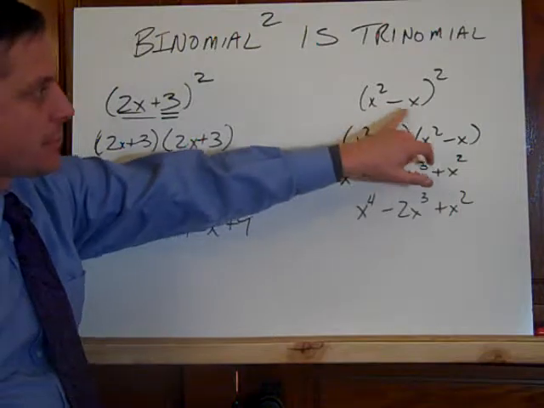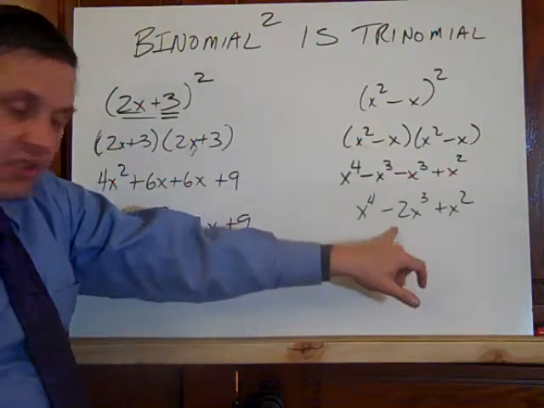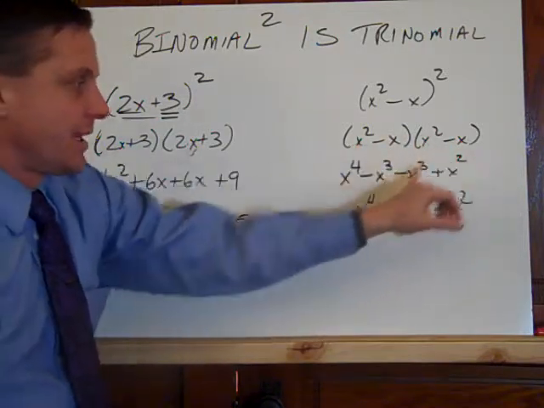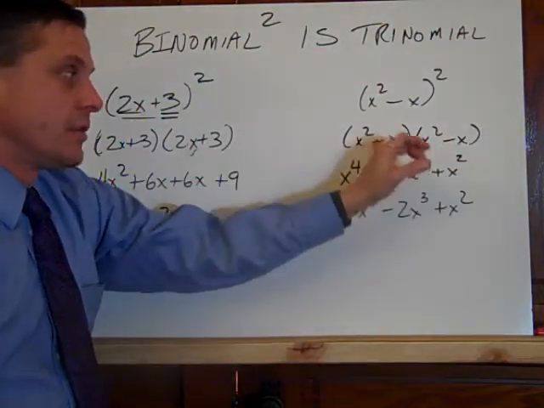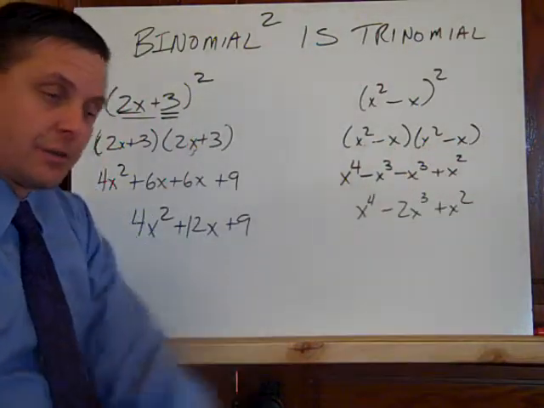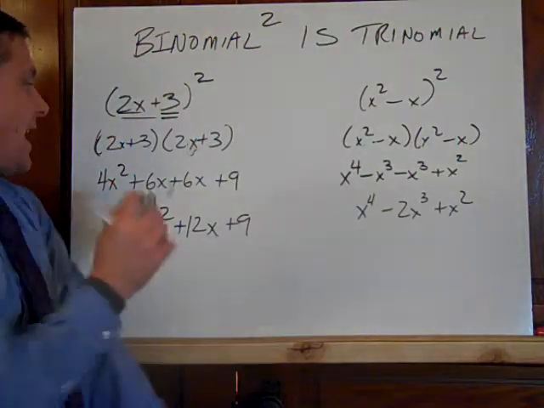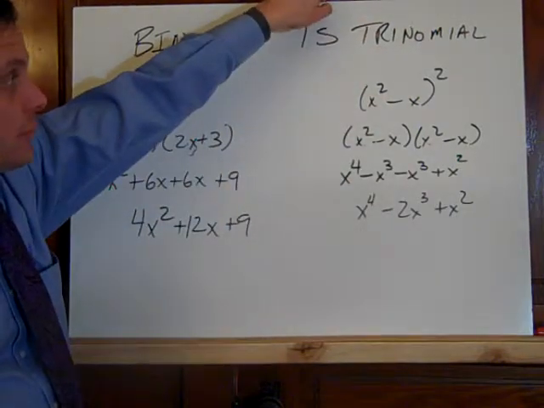Over here again, x squared minus x squared. When you write this out, you get a trinomial. Again, x squared times x squared, x to the fourth, x squared times negative x cubed, negative x cubed, positive x squared, combined like terms. You always get a trinomial. And again, everything multiplies everything. That's the key to multiplying binomials.